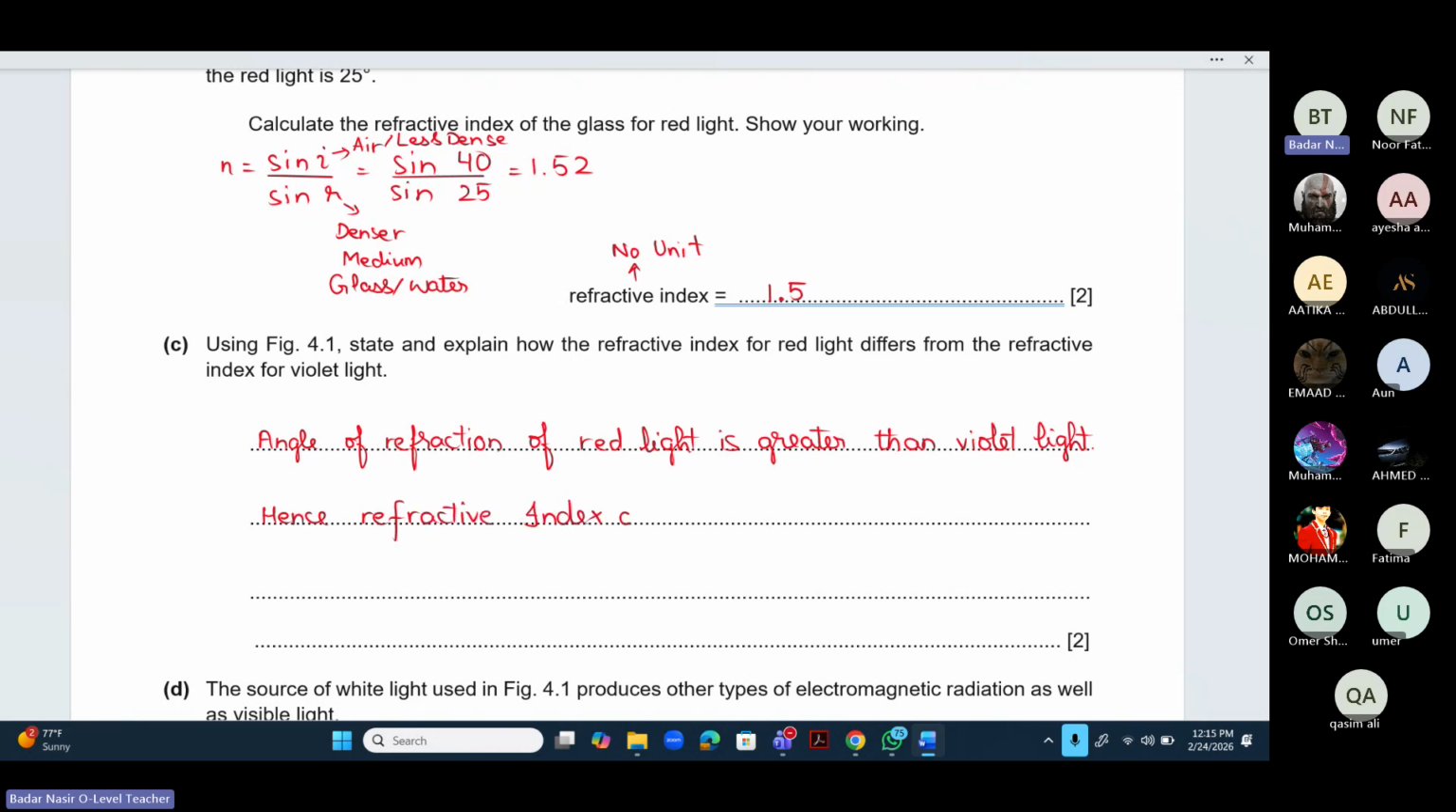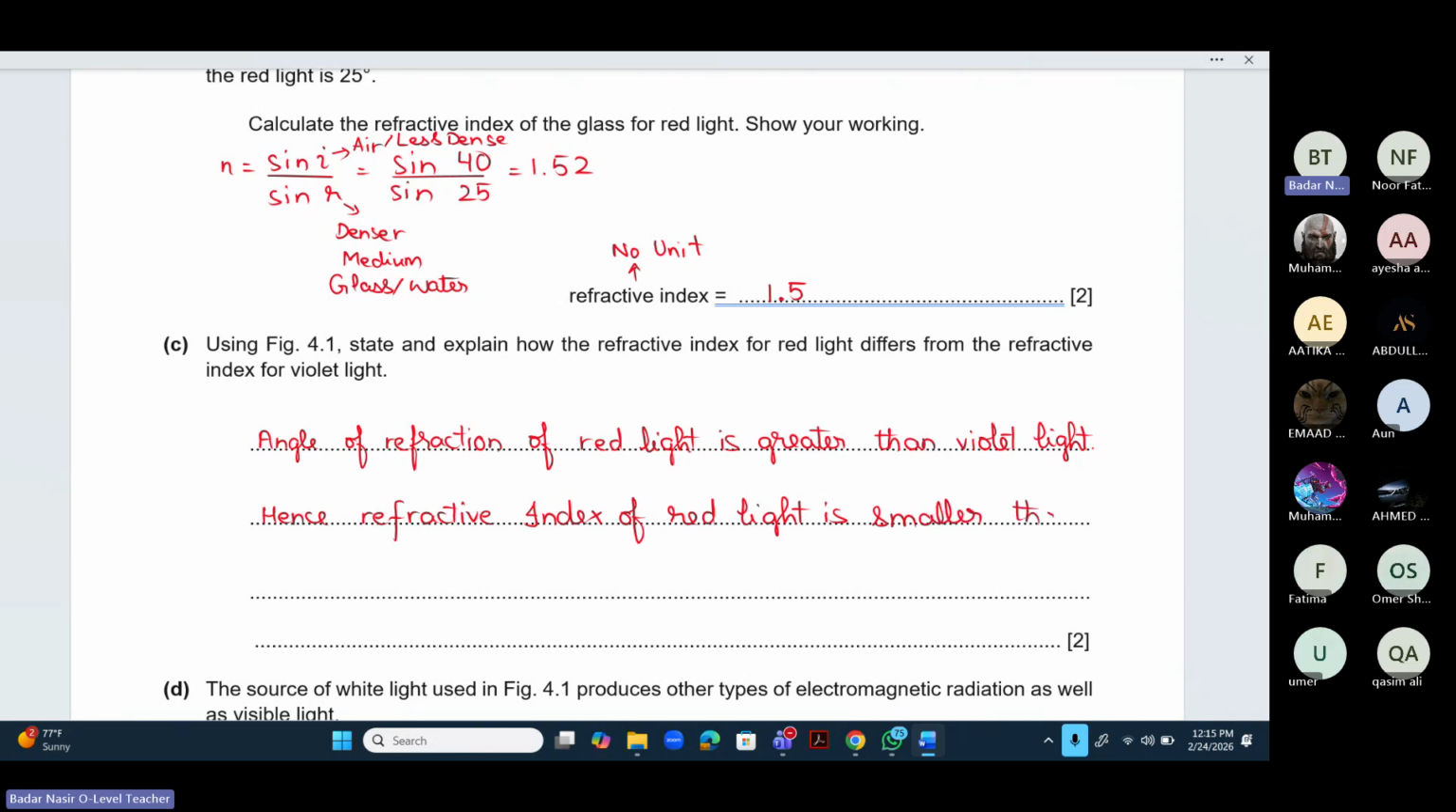Index of red light is smaller than violet light. Okay, so that will lead us to 2 marks, 1 mark for this and the other mark for this point.